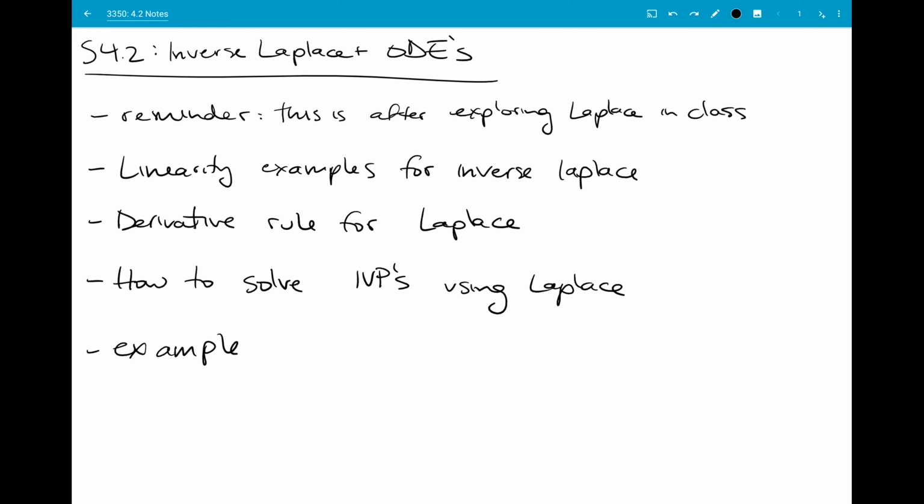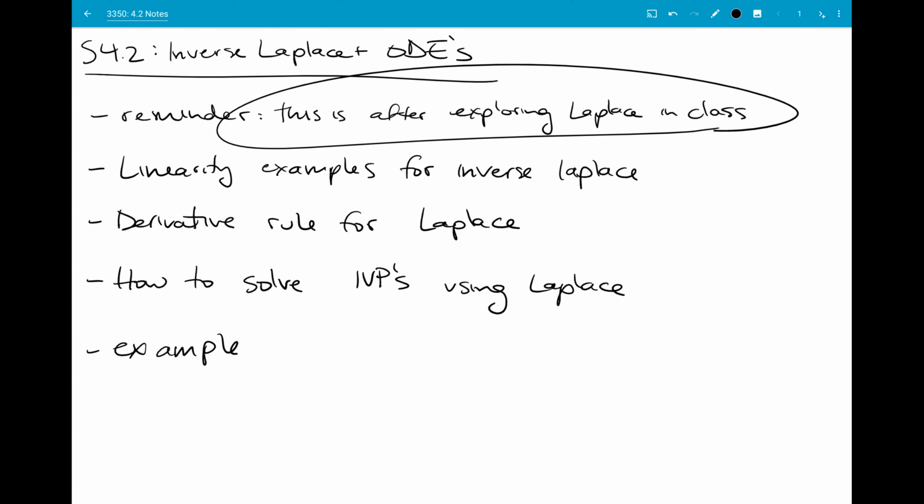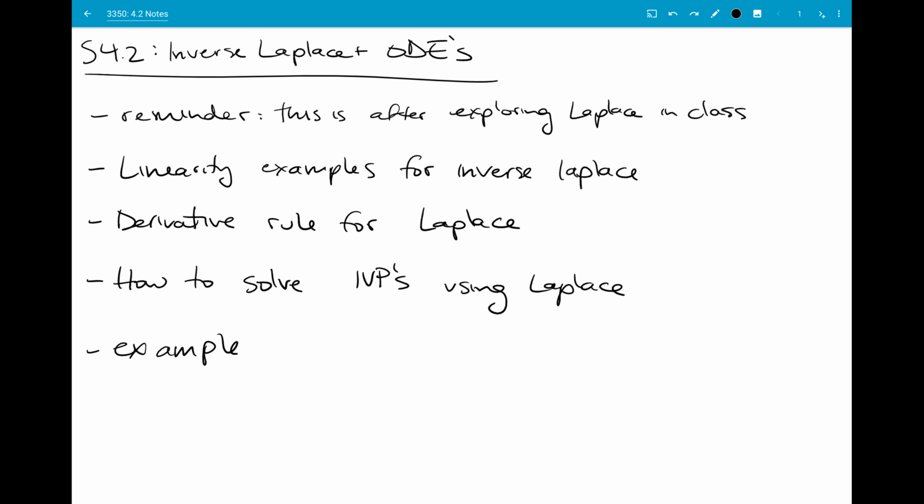All right, so the next section we're working on is section 4.2, which is about inverse Laplace transforms and how they help us solve ODEs. Just as a reminder, this section we're going to do after exploring Laplace transforms in class.